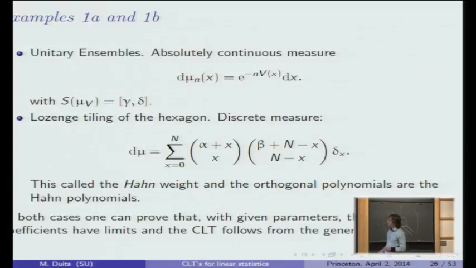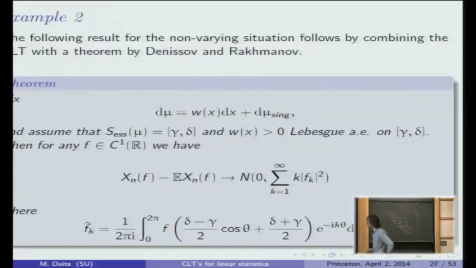If we look at the lozenge tiling of the hexagon, then we have the Hahn polynomials. The Hahn polynomials are very explicit, so you have the recurrence coefficients in closed form. You just compute what the limit is, and this gives you a CLT. You can play this game with all kinds of classical examples, since they follow once you have the recurrence coefficients in hand.